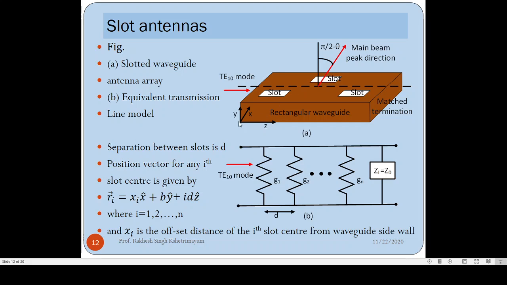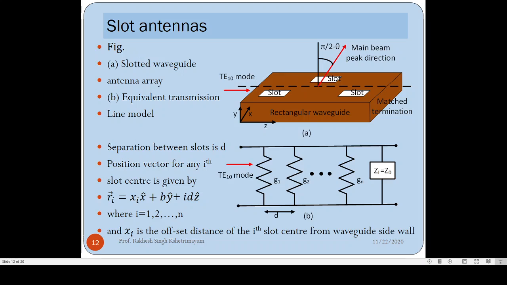So this is a rectangular waveguide. This is the x, y, z coordinate system, the x-axis, y-axis, z-axis. Let's say we have a TE10 mode, which is the incoming mode in the waveguide, or it's already propagating inside the waveguide. This is the dominant mode, and assume that at the other end of the waveguide you have a matched termination, so you don't have any reflection from here. So signal is coming from one end of the waveguide, and from the other end you have a matched load. And this is the main beam direction. This is theta, this is pi by 2, so pi by 2 minus theta is this angle here. So this is the direction of the main beam.